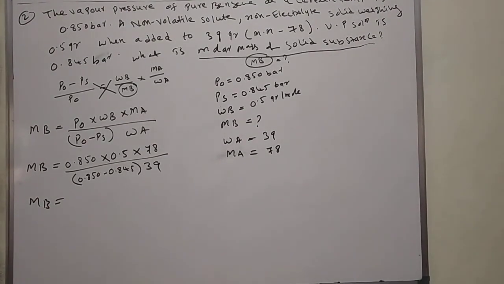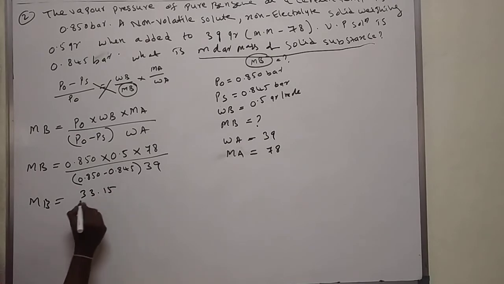MB is equal to, see, 0.850 into 0.5 into 78, which is 33.15.